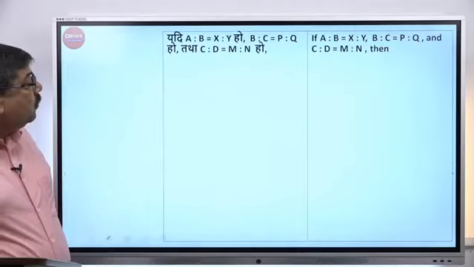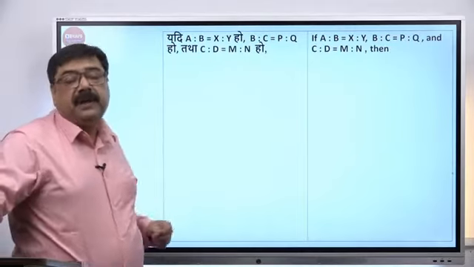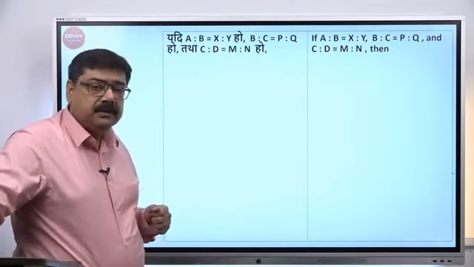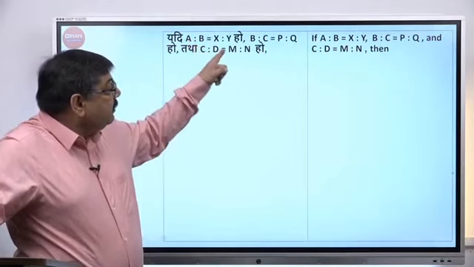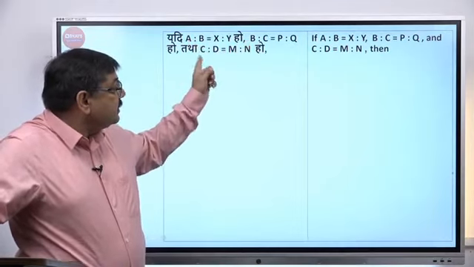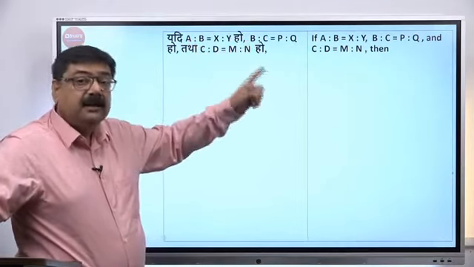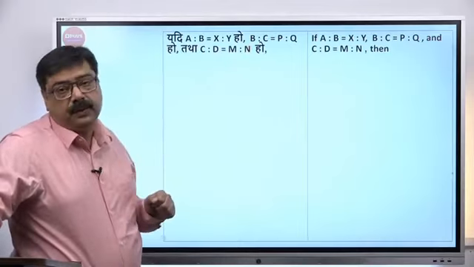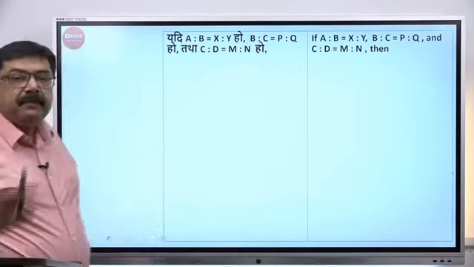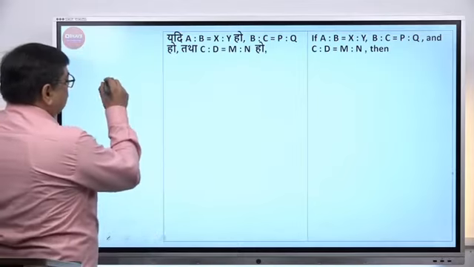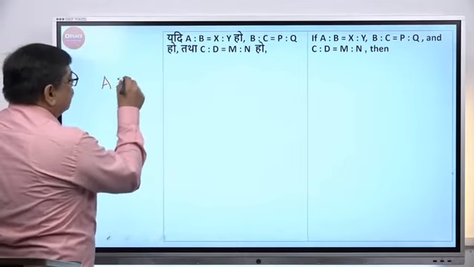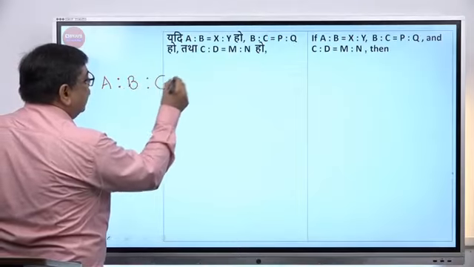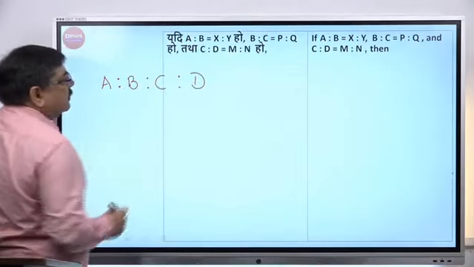Now, what if you have 3 ratios given to you? अगर आपके पास में 3 अनुपात दिए गए हों, A सही B, B सही C, C सही D. A is to B, then B is to C, then C is to D. Then what do you do? देखिए, इसका मैं आपको एक और तरीका बताता हूं. A is to B is to C is to D.